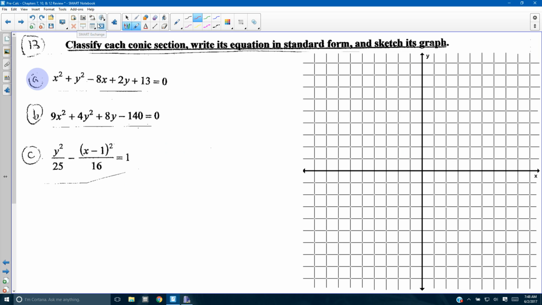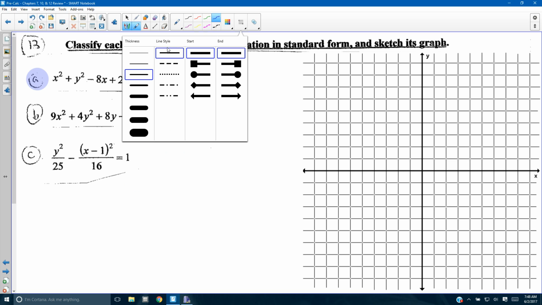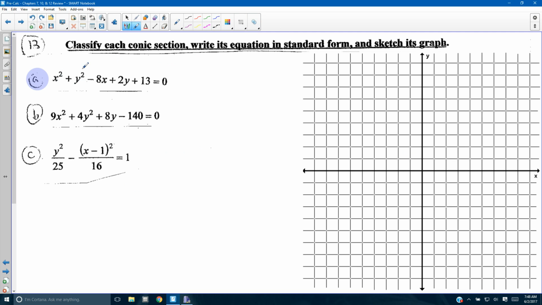Classify each conic section, write its equation in standard form, and sketch its graph, part A. So part A is a circle because same coefficients, squared variables, and same sign on same side of the equation. That's 1x squared, 1y squared right there. So it is a circle, which means our equation we're going to look for will look like this. X minus h quantity squared plus y minus k quantity squared equals r squared, where the center's at h, k and the radius is r.